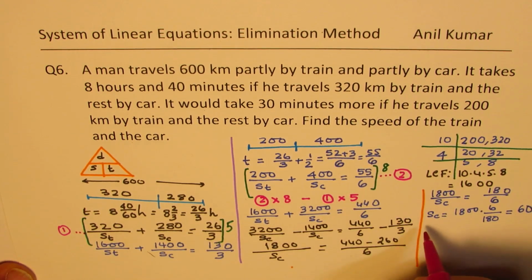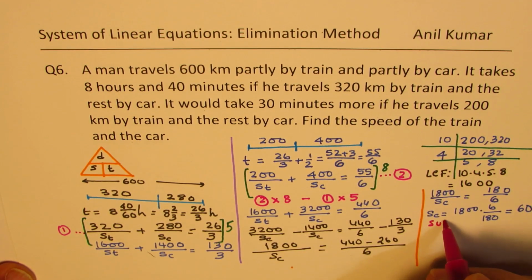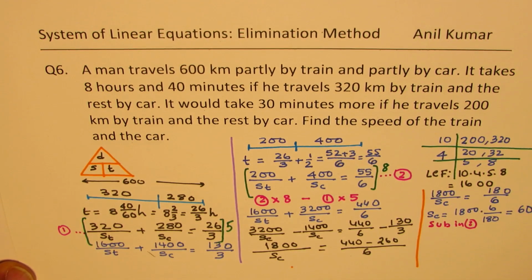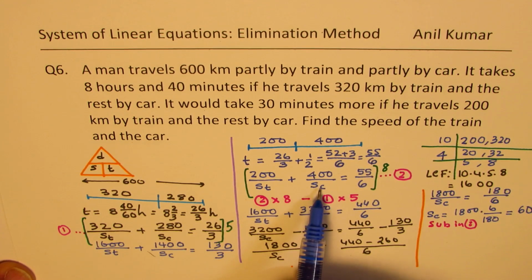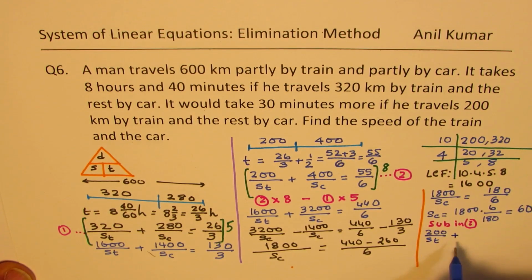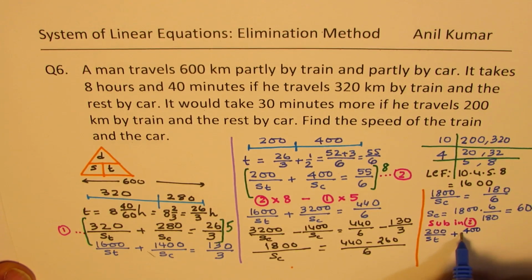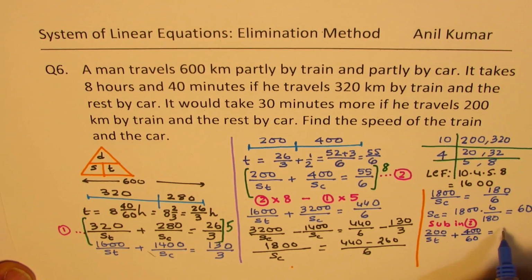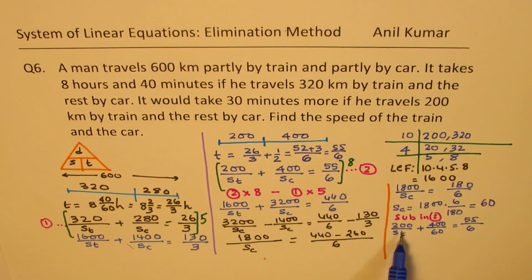So let's do sub in equation 2, right? There's less space, so I'm just squeezing it in. So we are writing 60 here for speed of car. We get 200 over speed of train plus 400 over 60 equals 55 over 6. Clear? Let us try to simplify this.